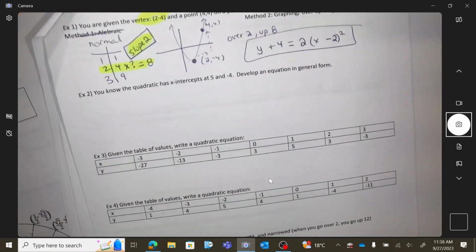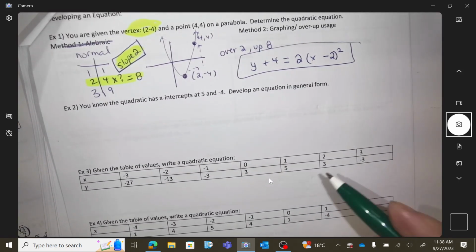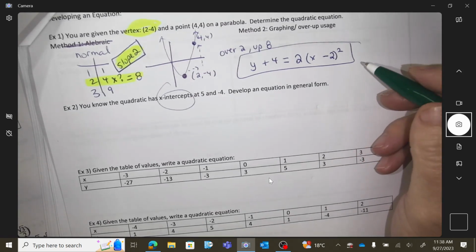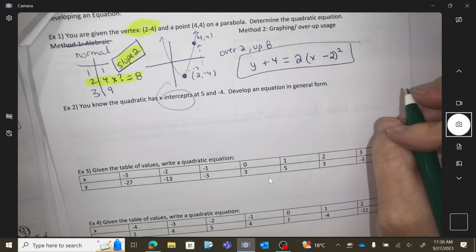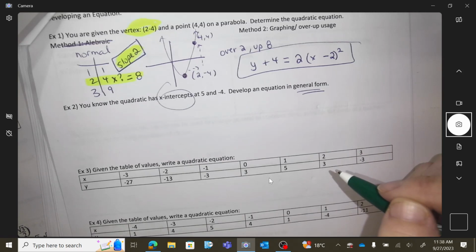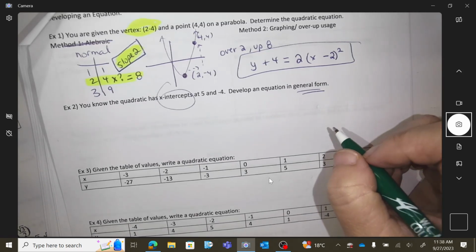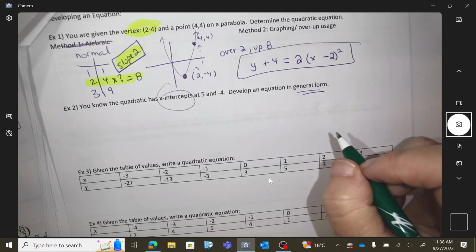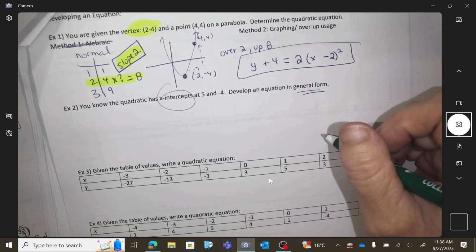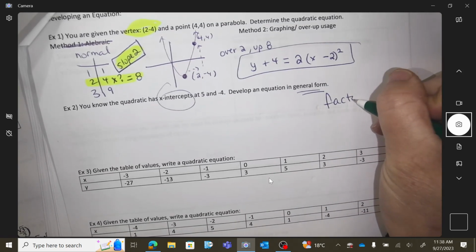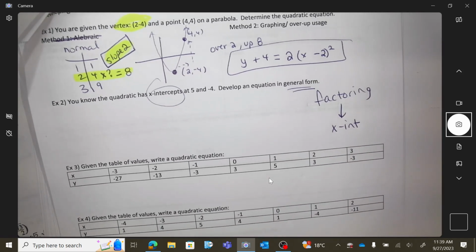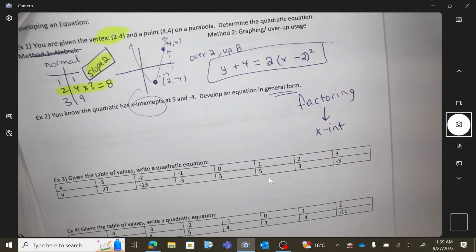Okay, number 2. You know a quadratic has x-intercepts at 5 and -4. Develop an equation in general form. Okay. Who remembered how we got x-intercepts? Factoring. We factored and then we got x-intercepts. Does that make sense? That's what we did. We factored and then we got an x-intercept.